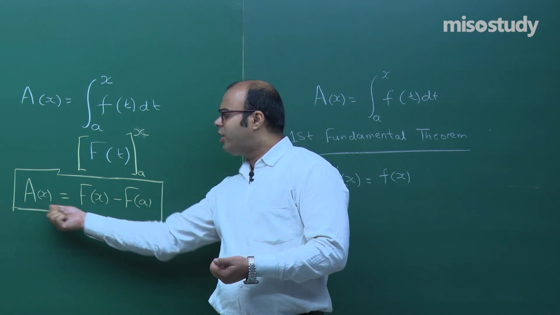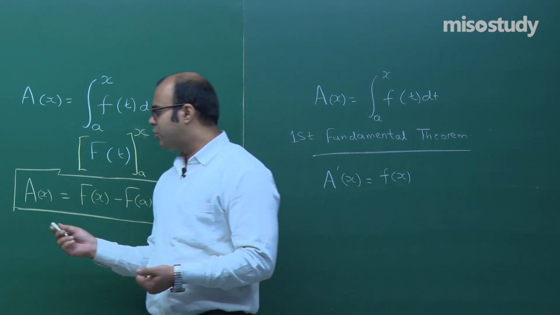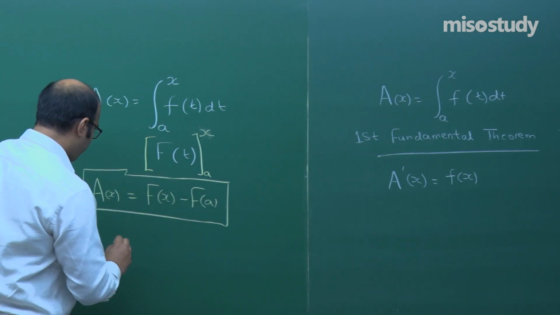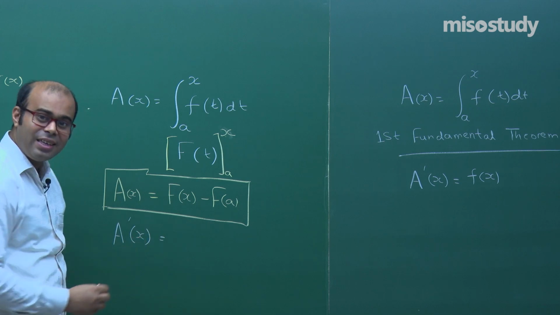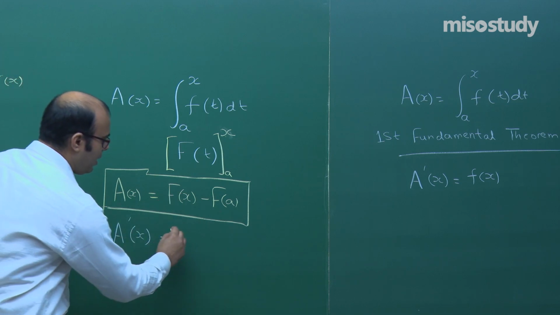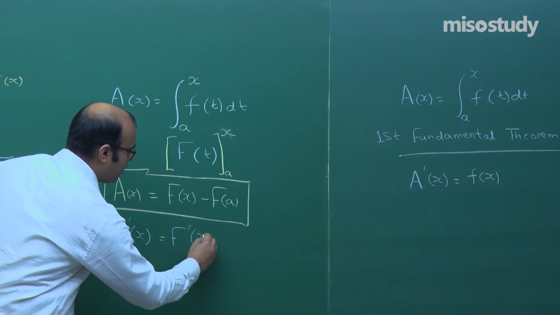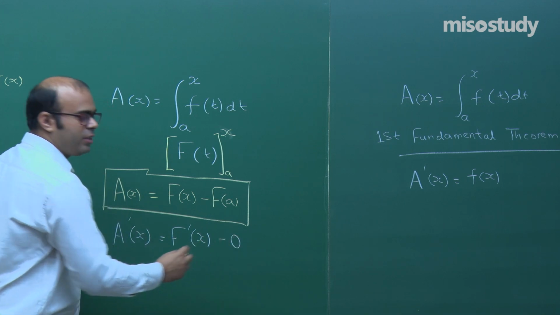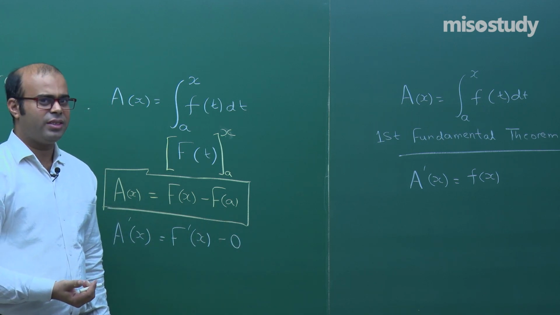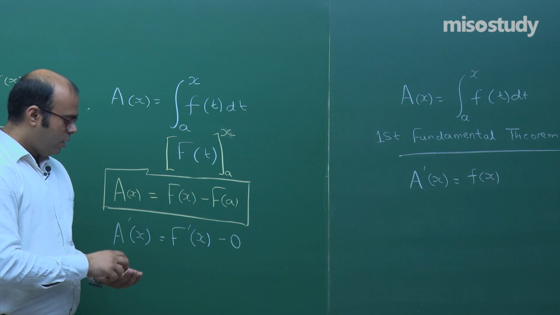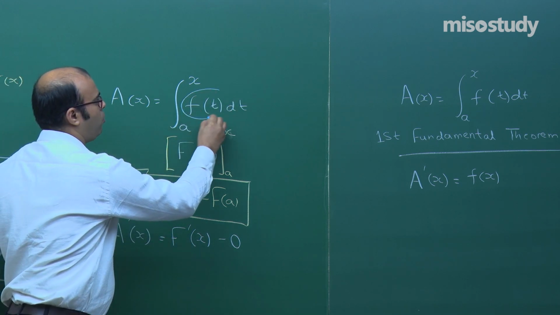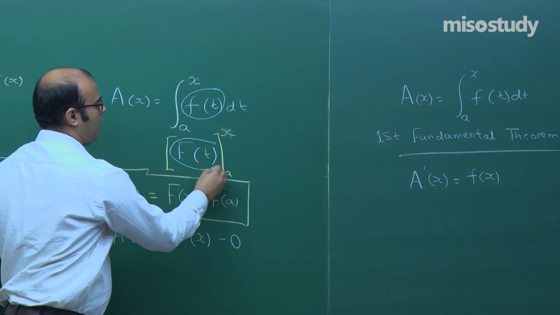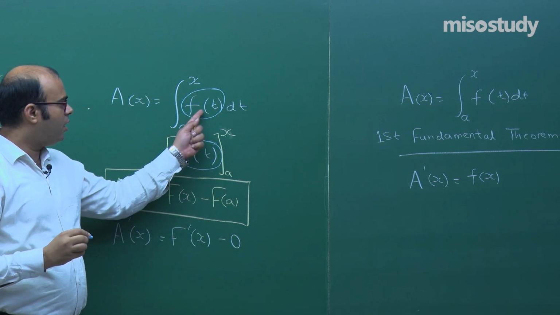So if we differentiate this, let us suppose we are differentiating this, what will happen? This will give you A dash x, and on the right hand side we will get F dash x, and this will be obviously 0 because it is a constant. So its differentiation will be 0. Now we know that when we did the integration, we integrated a small ft to capital Ft. This was the integral of this.